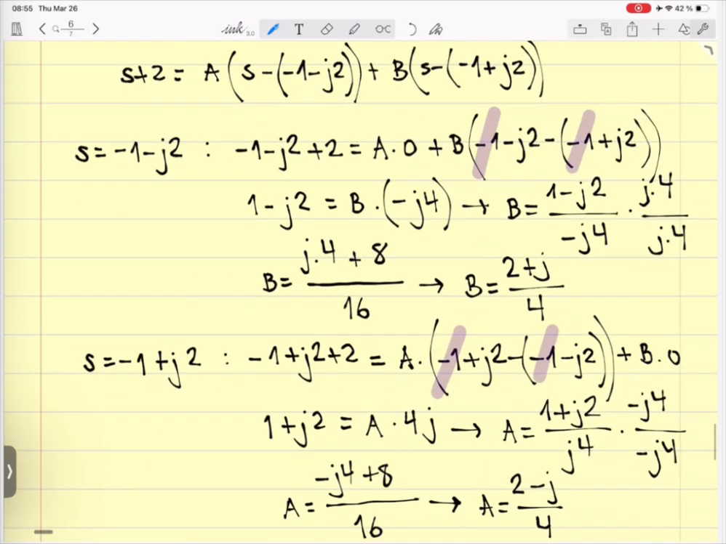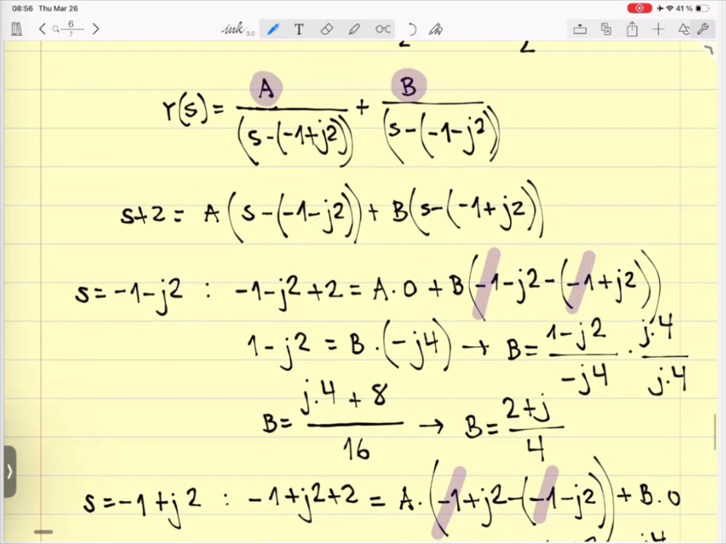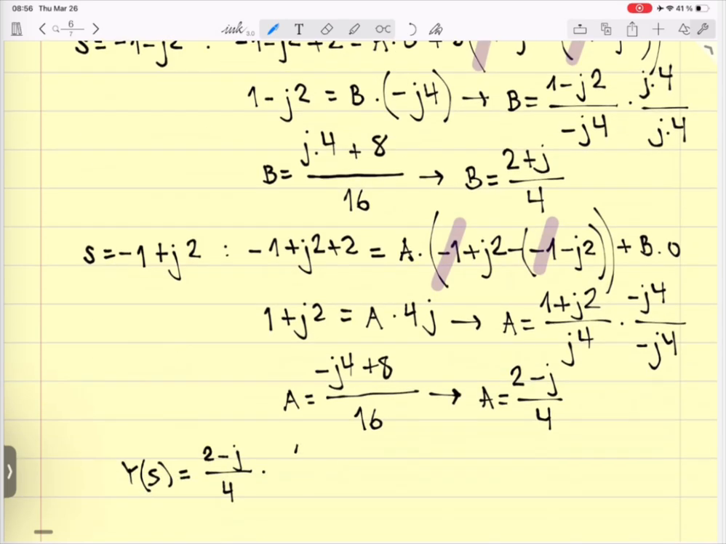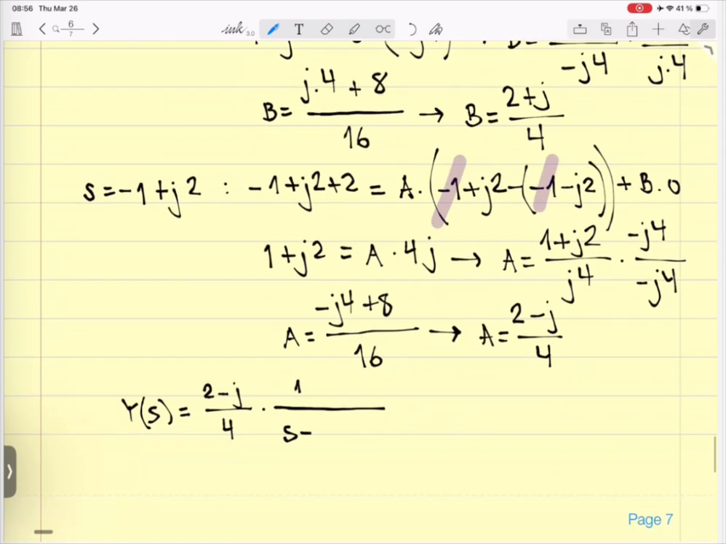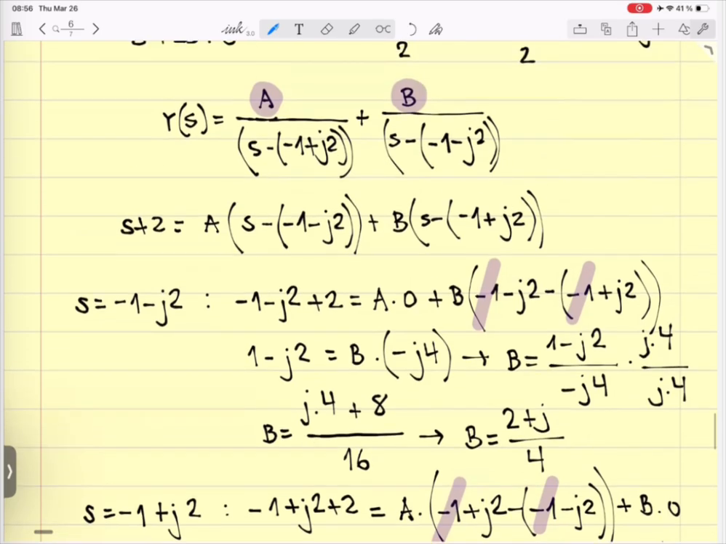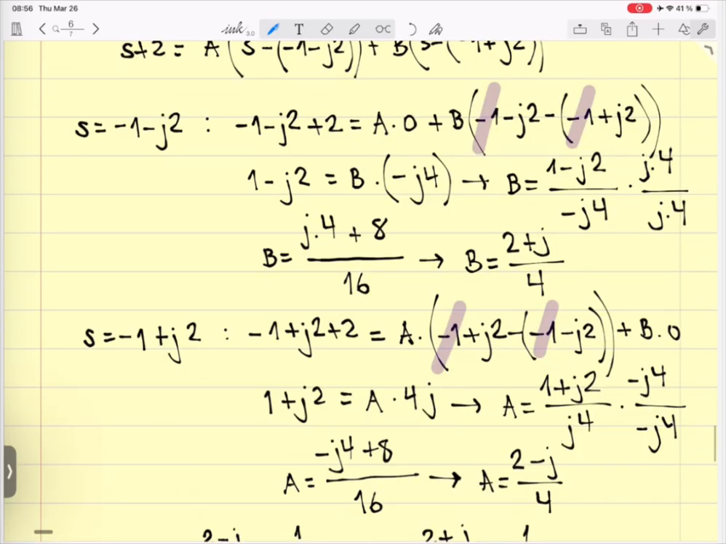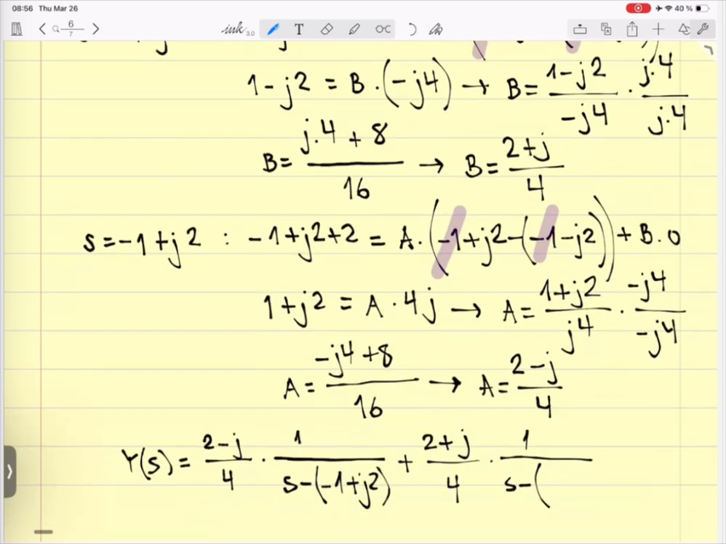So the result, if we put it all together, is Y(s) equals (2 minus j) divided by 4 times 1 divided by (s minus 1 plus j times 2), plus b, which is (2 plus j) divided by 4 times 1 divided by (s minus 1 minus j times 2). Okay.